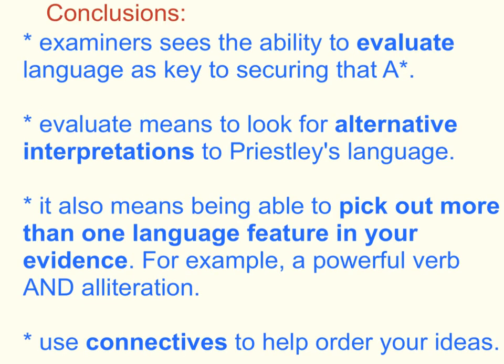To conclude then, let's look at what we've learned. The examiner wants to see A-star candidates evaluating language, and evaluate simply means looking for alternative interpretations in Priestley's language. If you can't find a double meaning to the words, what you can do is go back into the evidence and give a secondary analysis, a secondary interpretation of another language technique. And don't forget to use connectives like moreover, furthermore, in addition, just to create that sense of flow in your paragraph.